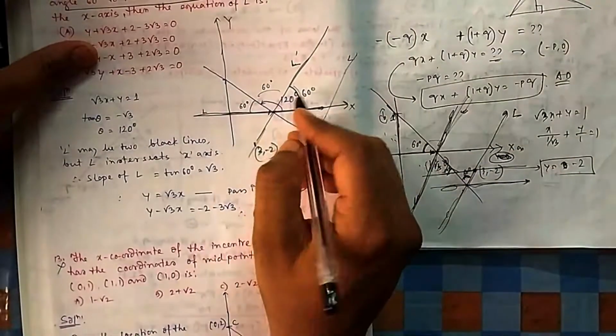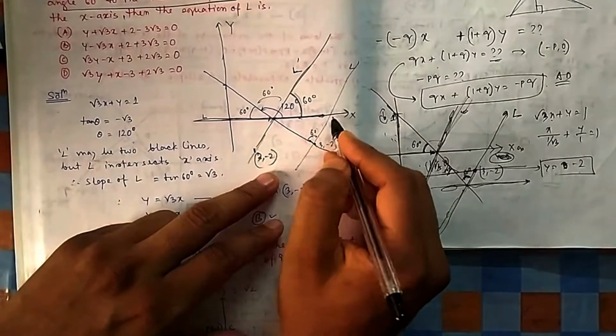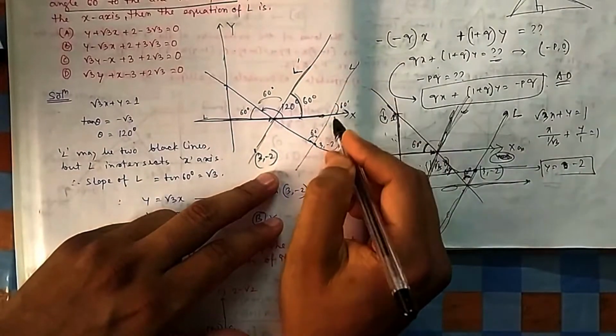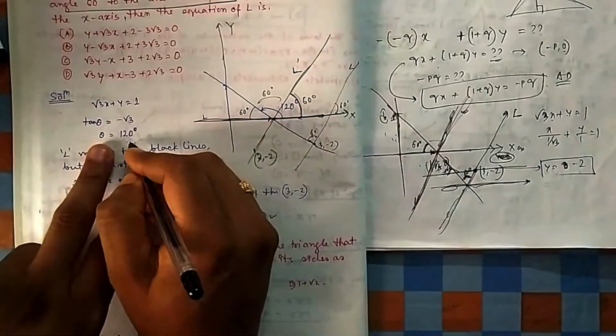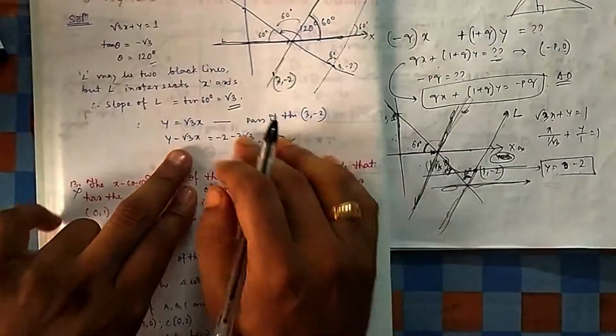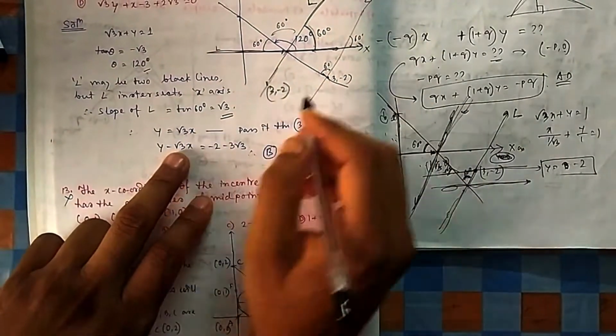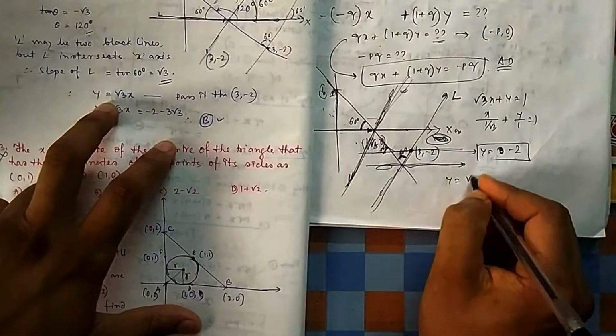Now you can easily find the slope of this line. Because this is 60, the slope will be tan 60, that is root 3. So the slope of this original line is tan 60, that is root 3. You can say directly. If the slope is root 3 and you know one point it passes through, how will you write it? Slope means y equal to root 3x, then and so on.